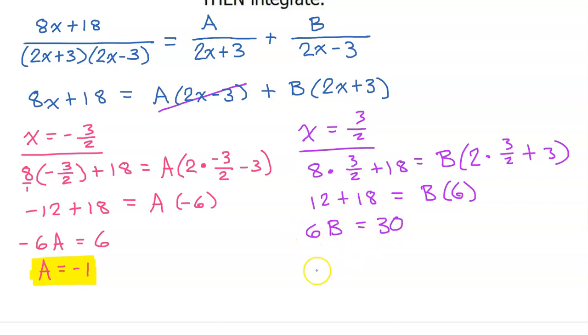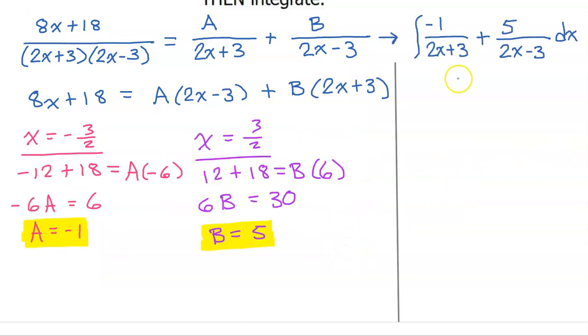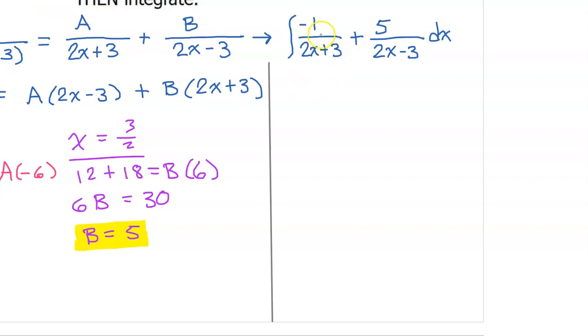Dividing both sides by 6 gives us b is equal to 5. Rewriting the integral using our partial fraction decomposition gives us this. Let's integrate term by term using mental u substitution. The -1 in the numerator becomes a negative sign out in the front. Let's imagine that the denominator is u. Therefore, u prime is 2.